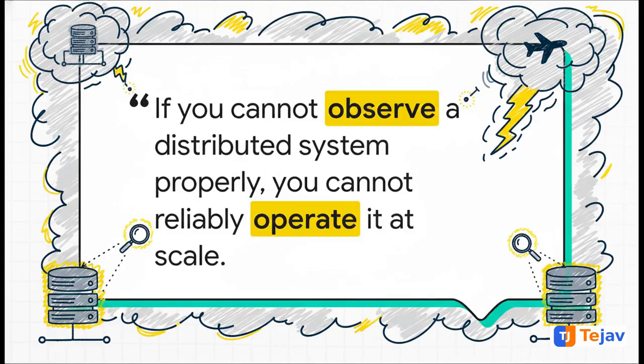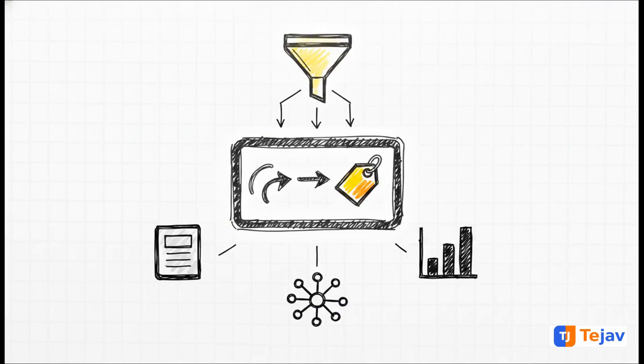Which leads us directly to the most absolutely crucial takeaway of this entire explainer. Listen closely. If you cannot observe a distributed system properly, you cannot reliably operate it at scale. You are essentially flying blind in a storm. Let's move on and see how this builds into a rapid-fire recap.